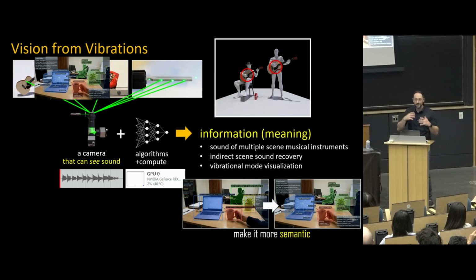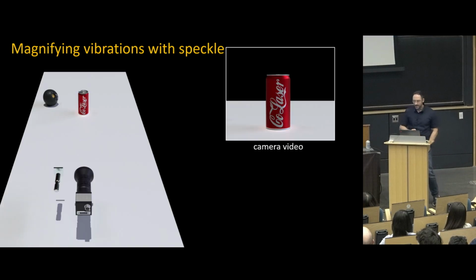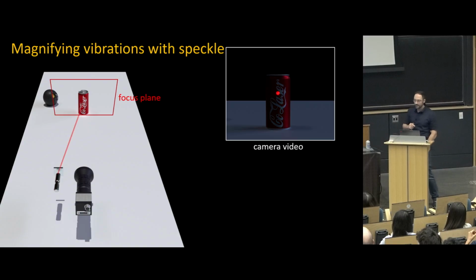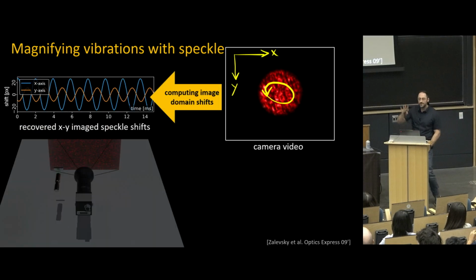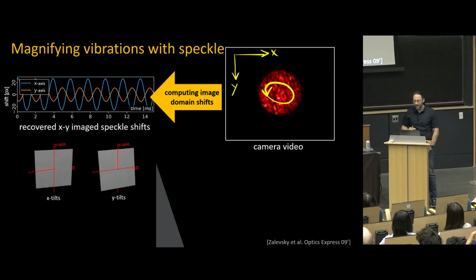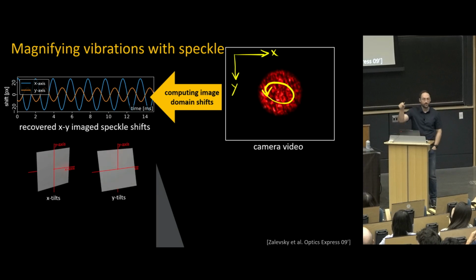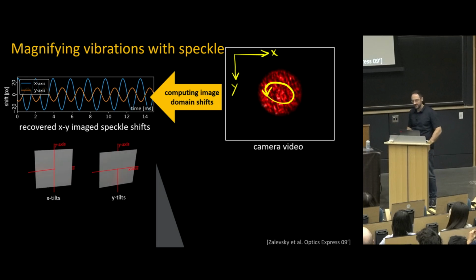But before that, let me just briefly remind you how we measure these vibrations in the first place. To capture vibrations at an object surface point, we're going to illuminate that point with a laser, and then defocus our camera to image the resulting speckle pattern. And you all know what speckle is after Grace's great explanation. Now, the 2D shifts of this pattern in our video correspond to the 2D axis tilts of the surface at the point that we're measuring. And this is how we amplify these tiny vibrations.